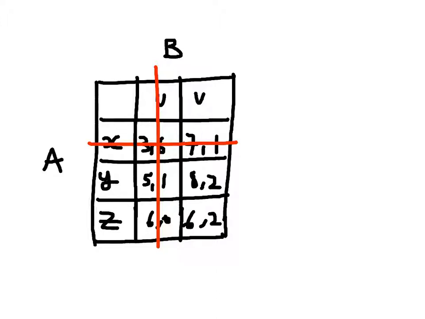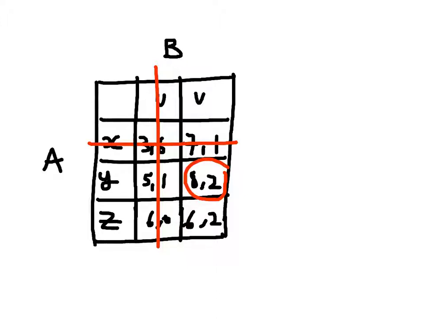So in this case, this can actually lead to an outcome where we can solve the game. We can solve the game and say that this is going to be the play. Because now, given that player B plays U, we know that player A will play Y. And that's because 8 is greater than 6, right?